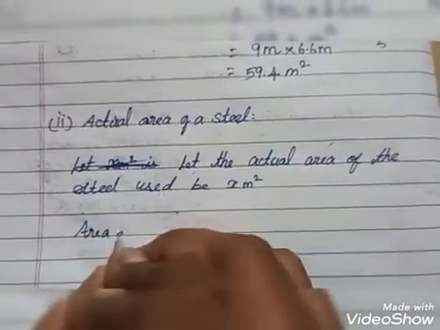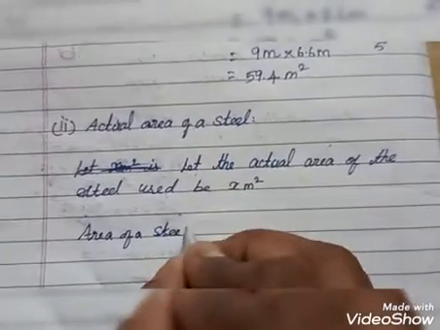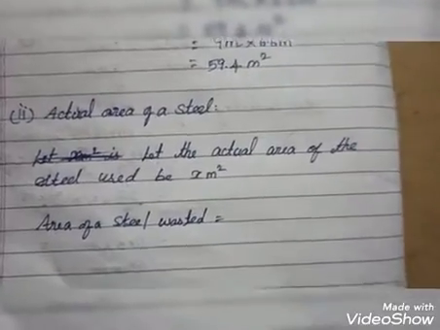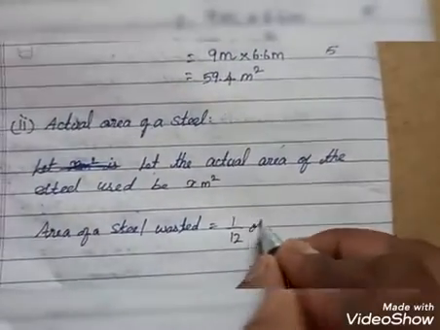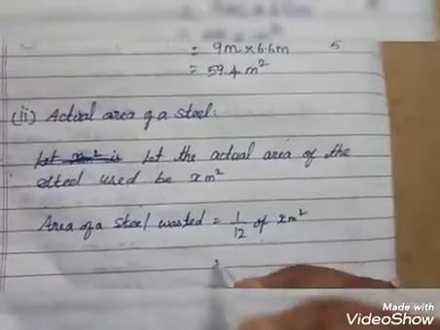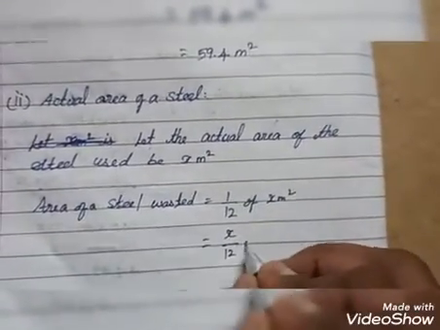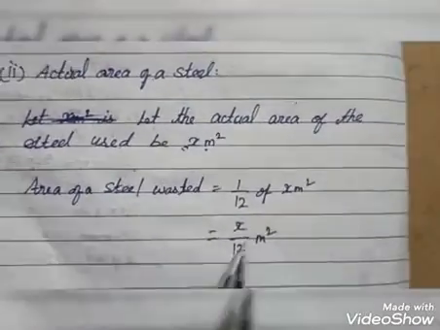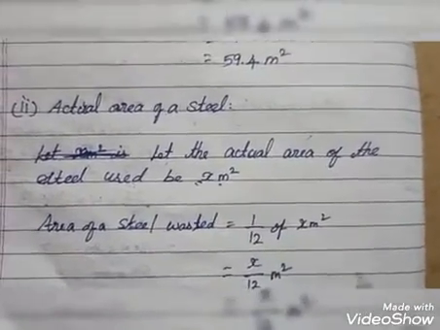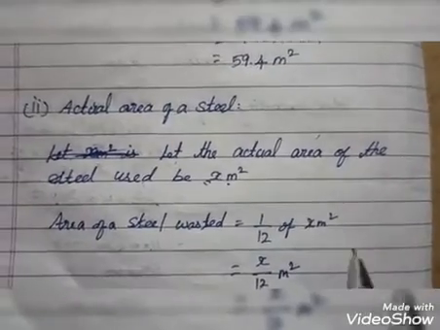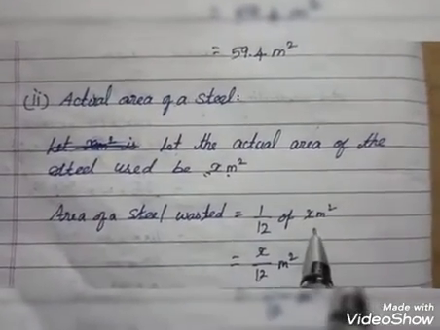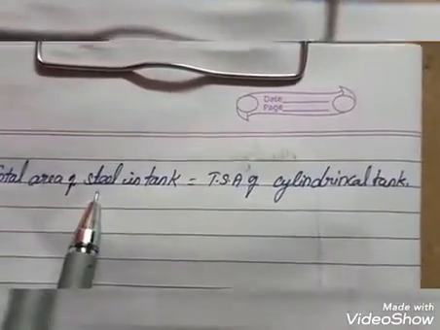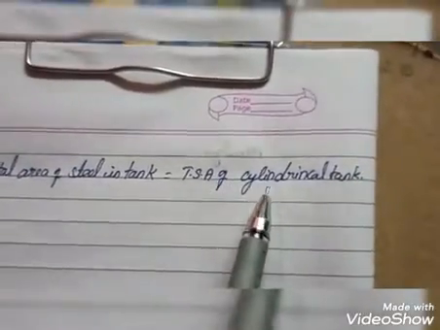So area of a steel wasted, which is equal to how much it wasted? 1 by 12 of x meter square. It seems to be x divided by 12 meter square. So x meter square is total amount of steel and x by 12 meter square is wasted of steel. We need to find the total area of the steel used to make tank. So total area of steel in tank is equal to total surface area of a cylindrical tank.